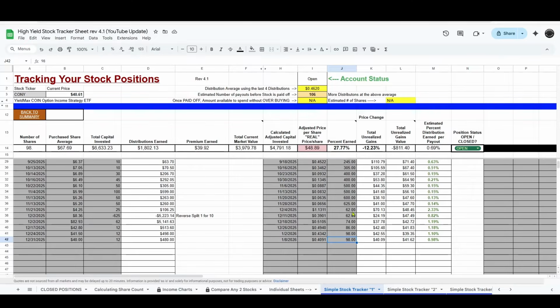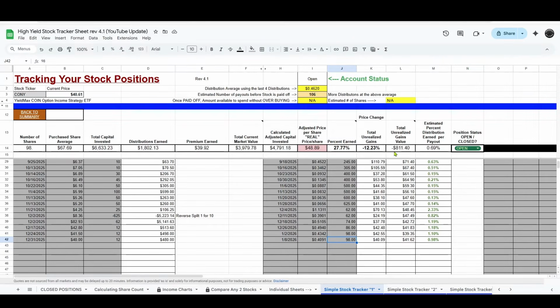But on CONY, like I said, I am currently down, but I'm only down 12.23%. So if I were to sell all my shares at the current price of $40.61, I would only lose $811. And I have a total amount invested of $6,600. So not bad. That's only a little over 12% loss on CONY. And that's at that current price, but I continually work and try to bring down that real price per share so that it just keeps decreasing this loss, eventually flipping it to a gain.